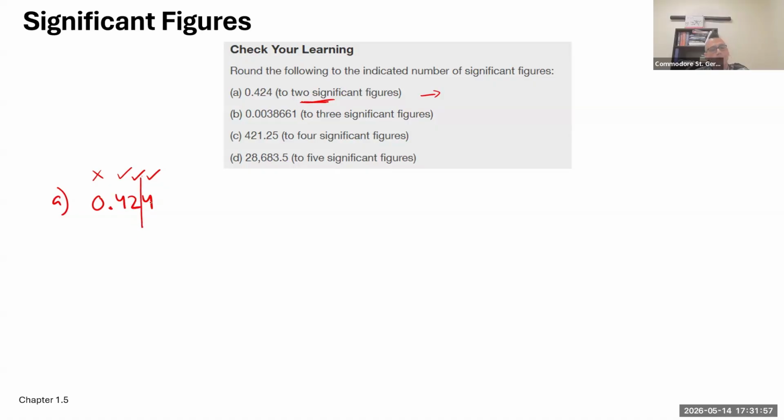Now we look to the 4. So this is what we're going to keep. Well, we have to see if we need to round. And what we have to do is we want to look at the number before it. So if this is 5 or greater, we're going to round that 2 up. But if it's 4 or below, 0 to 4, we're going to keep that the same. So this is going to be 0.42. All right, let's do B now.